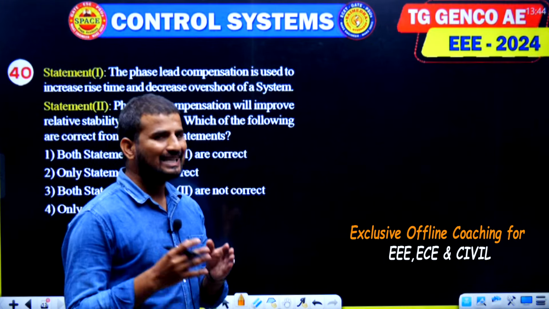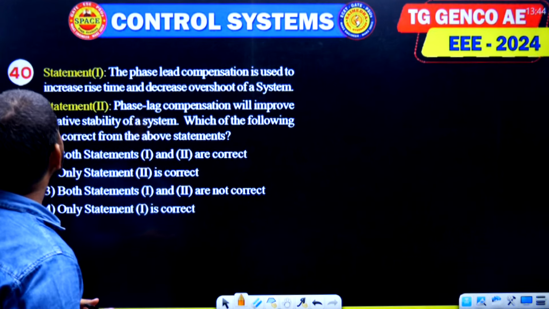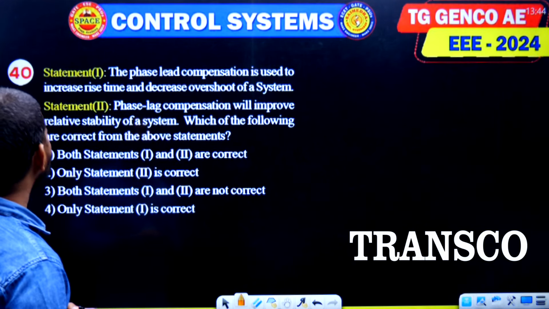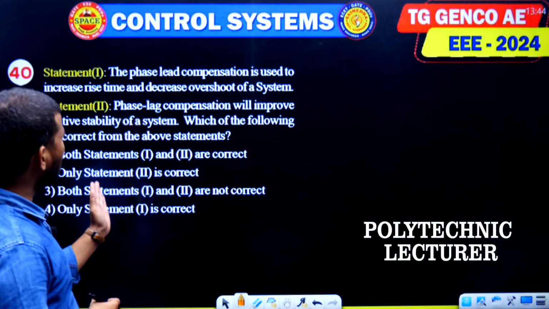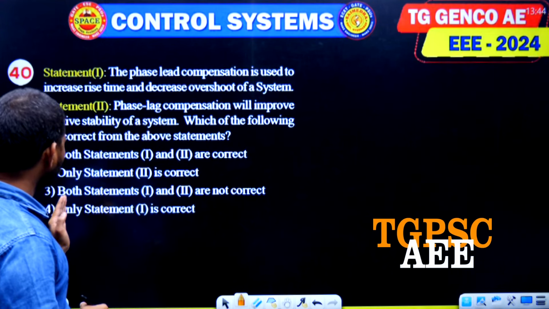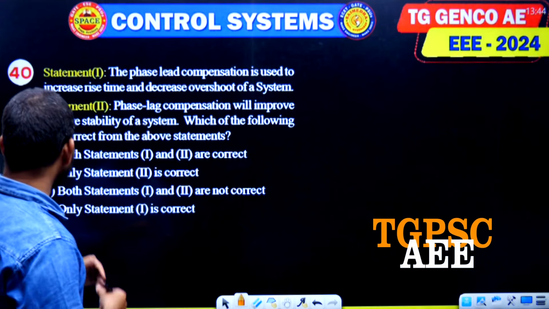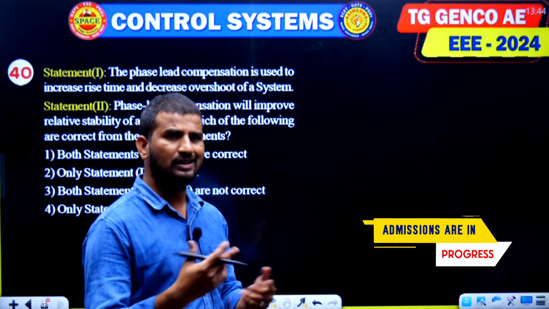Let us look at the last question of the control system in the Genco exam. It was given with two statements and posed with four different options: statement 1 and statement 2 are correct, both are not correct, only statement 1 is correct, and only statement 2 is correct. So the function is whether both are correct, both are wrong, or only one is correct.